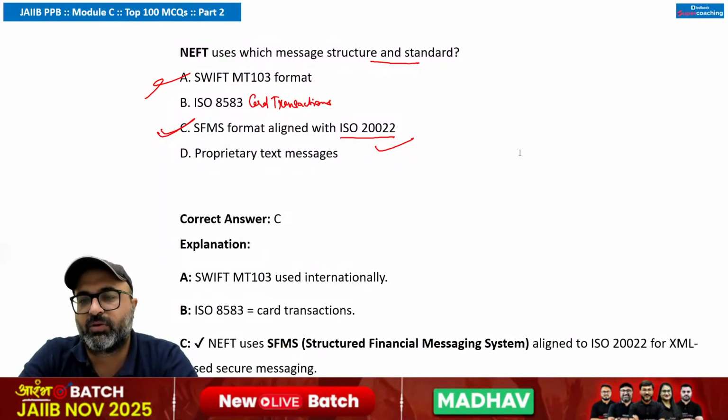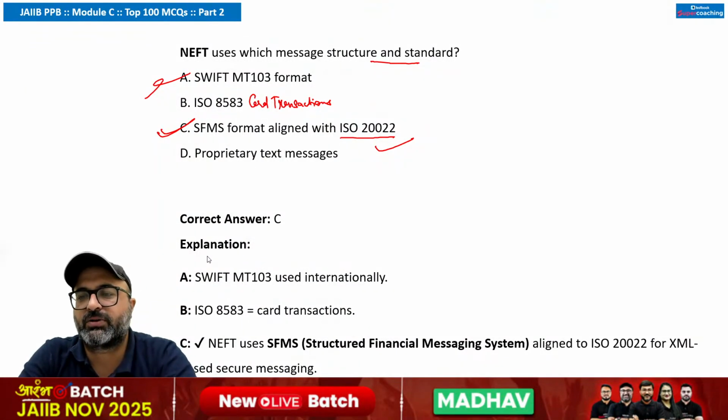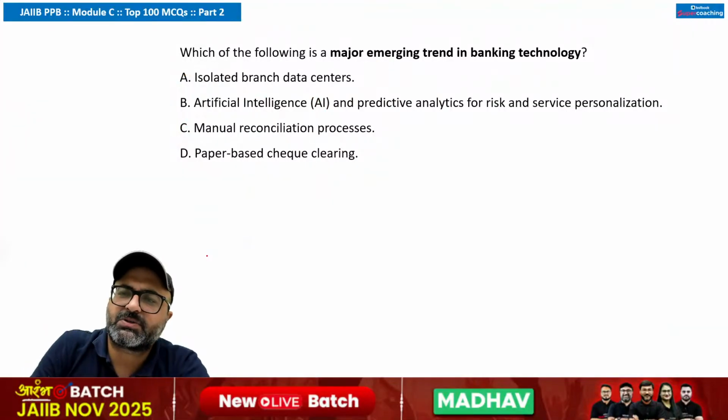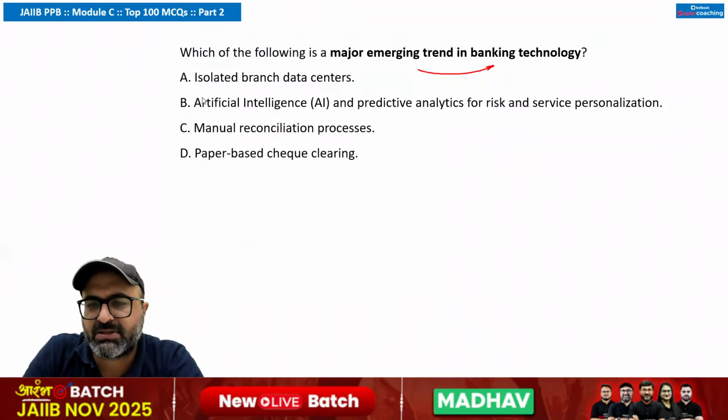ठीक है जी. Moving on to the next question. देखते हैं अगला question क्या कहता है. Please pay attention everyone. So if I move on to the next question, the next question says, which of the following is a major emerging trend in banking technology? Isolated branch data centers? Isolated branch data centers?